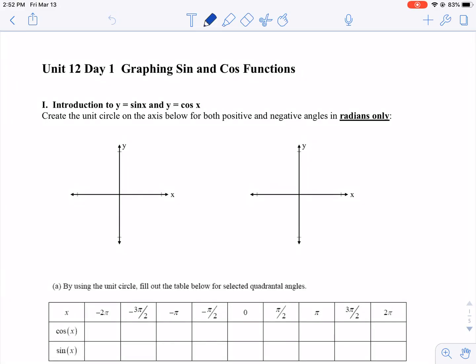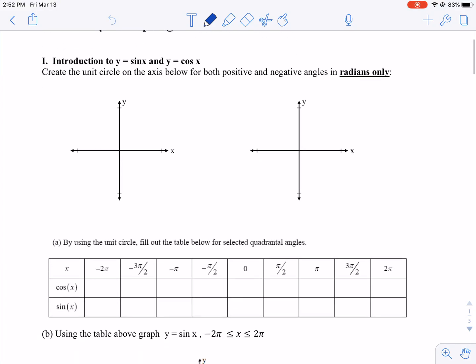Alright, today is going to be Unit 12, Day 1. This unit is an introduction to graphing trigonometry. And today we're going to be looking at how to graph the sine and cosine functions. We're going to create a unit circle on the axis below for both positive and negative angles in radians only. Whenever you graph with trig, you're going to be using radian measure, not degrees.